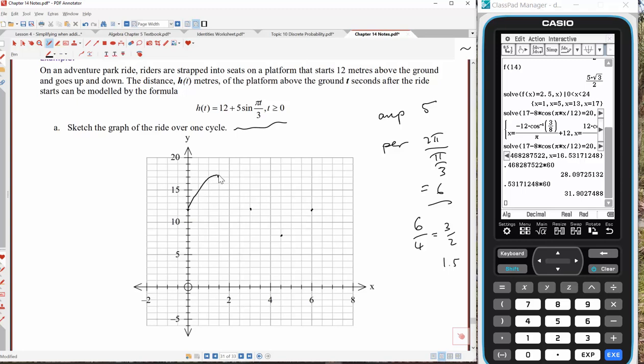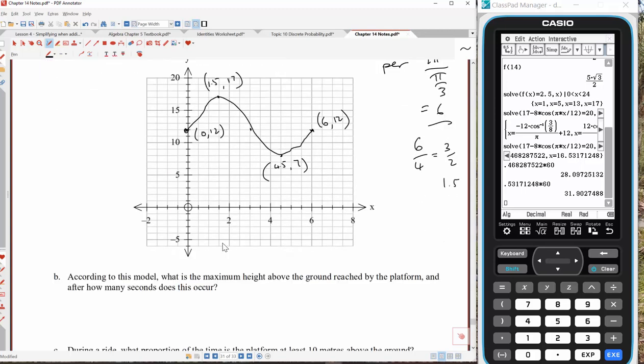All right, so here is one cycle of this really exciting ride. All right, make sure those curves of yours are nice and smooth, girls. So 0, 12; 1.5, comma, 17. This turning point here is 4.5, comma, 7, and 6, comma, 12, back to the mean line. Okay, all right, we've got our function.